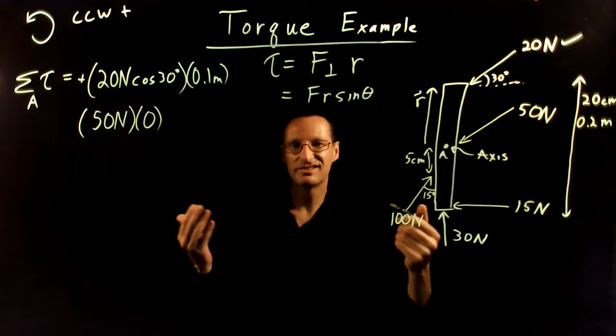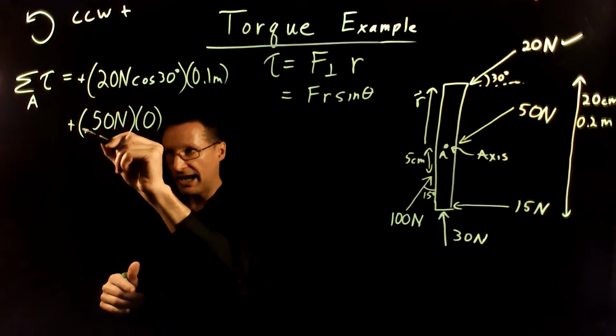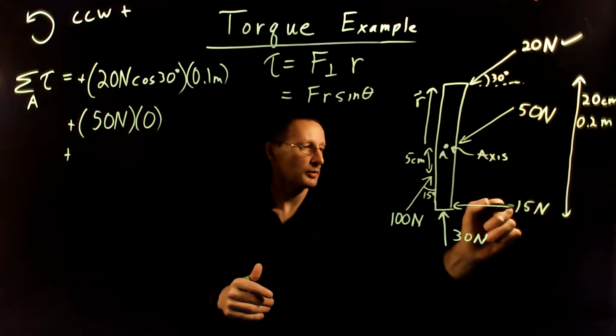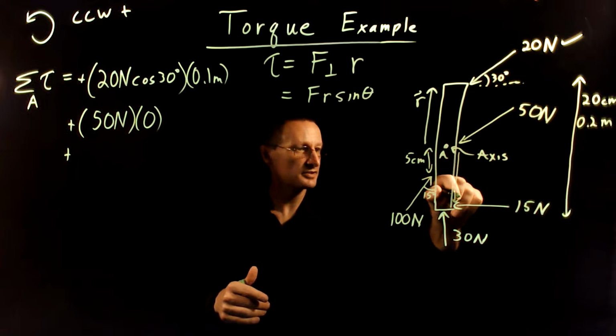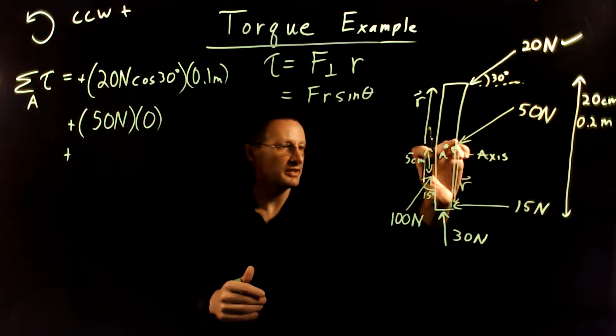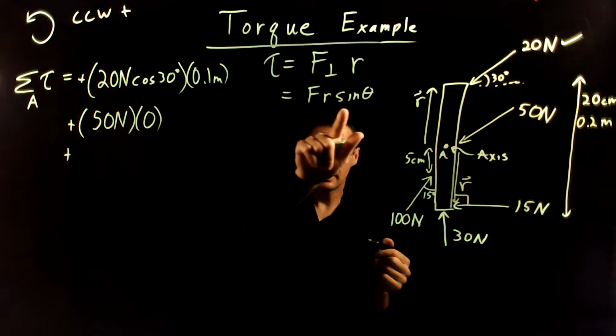So that one causes no torque about A. All right. Then I want to add in the next torque here. So I go to this force. This is a 15 Newton force. So in this case, my R vector goes from the axis to the point where the force acts, and that's going to be there. And so the angle between these is 90 degrees. And so I can use this equation here.